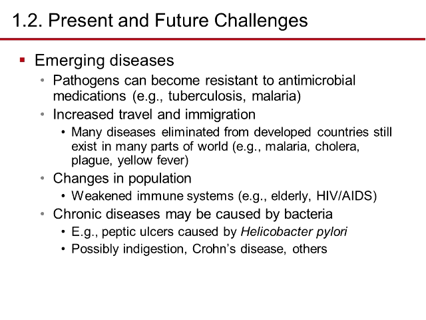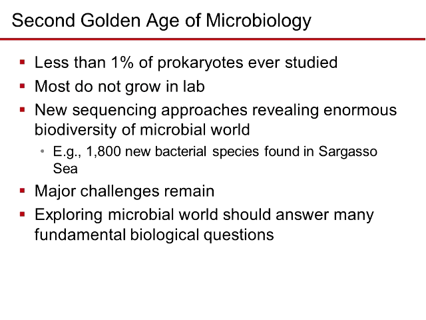We have increased travel and immigration, so many diseases that are eliminated from developed countries still exist in many parts of the world, like malaria, cholera, plague, yellow fever. There's a change in the population. We have weakened immune systems, the elderly, and people with HIV and AIDS. So chronic diseases can be caused by bacteria. For instance, peptic ulcers can be caused by Helicobacter pylori, H. pylori. And possible indigestion, Crohn's disease, others could make us more susceptible to certain diseases.